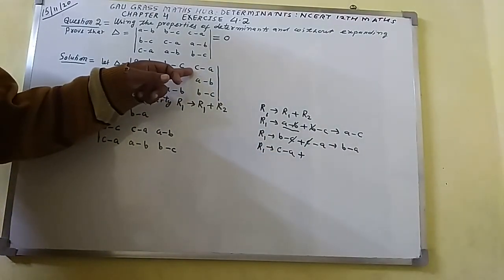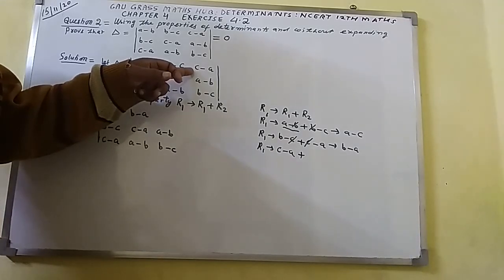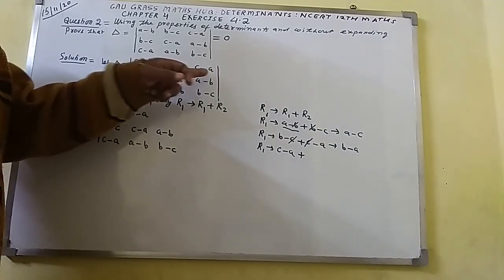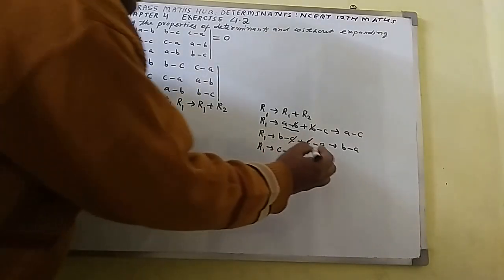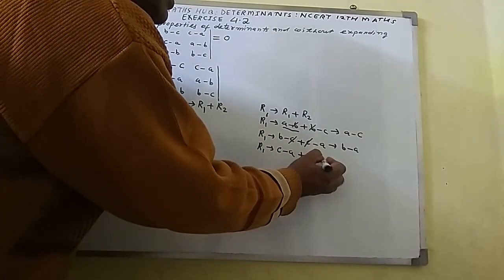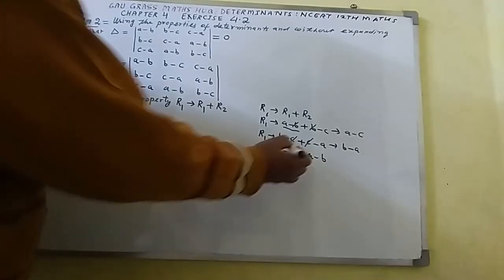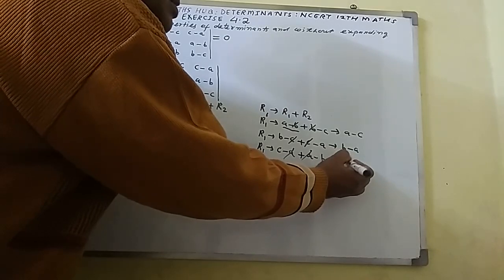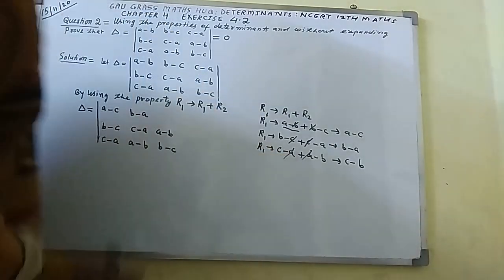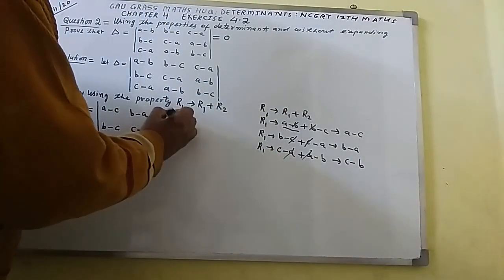The corresponding element of C minus A in the second row will be A minus B. So here write A minus B. Now this A will be cancelled out. We'll get the element here C minus B. So here write C minus B.